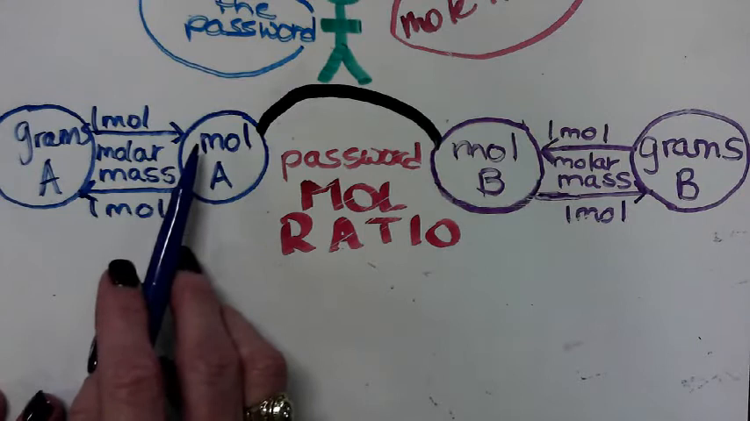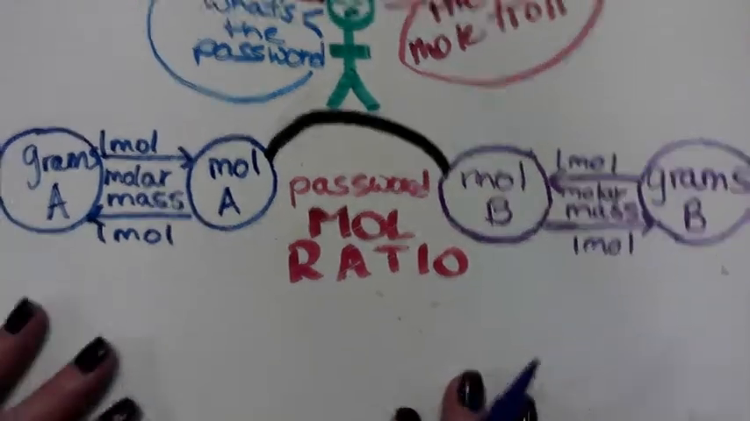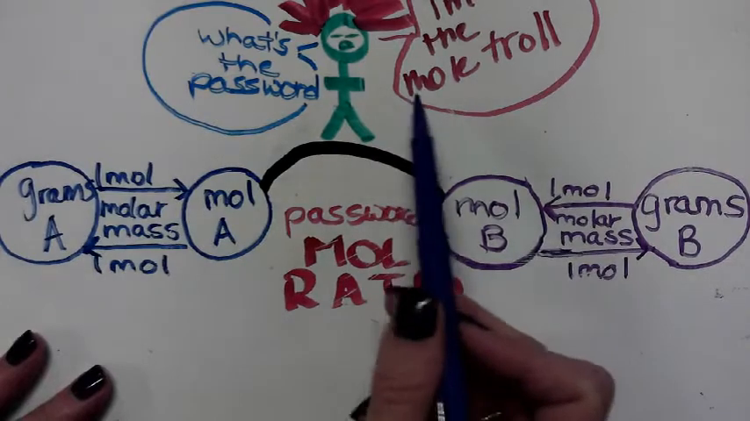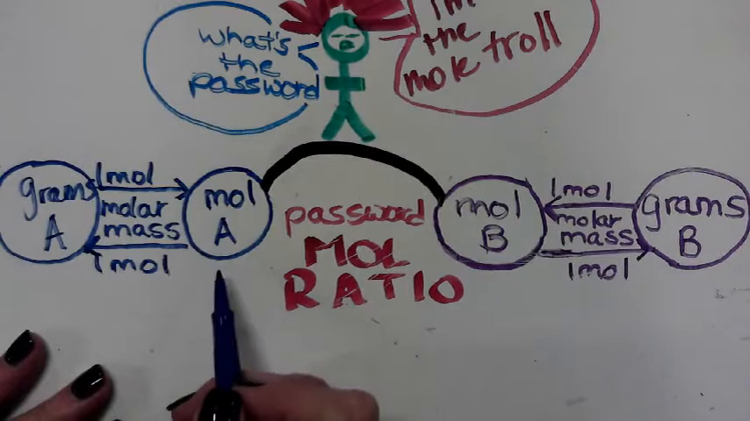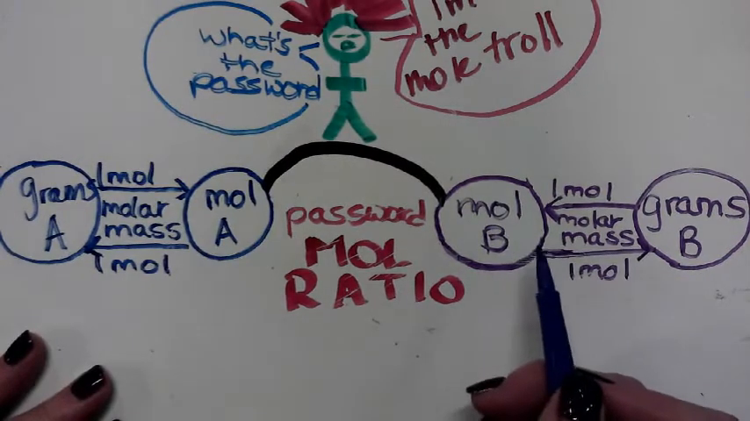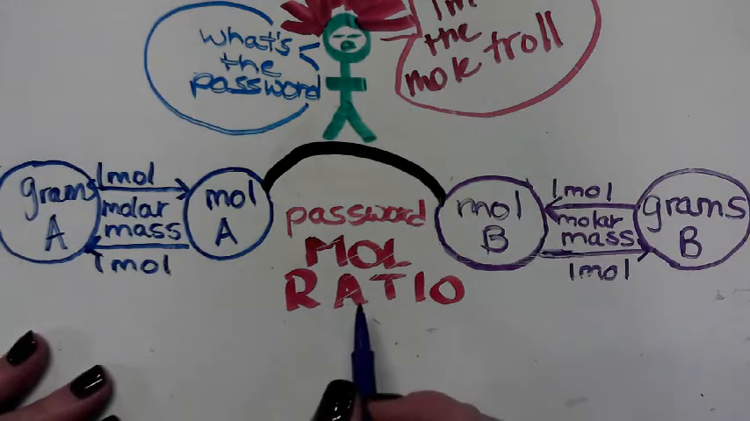The only way that I can go from moles of one thing to moles of another is to use the mole ratio. You know, I use this mole troll here. He says, well, what's the password? You have to get from moles of butane in this case to moles of carbon dioxide. The password is always mole ratio. That's something that you get from the balanced equation.